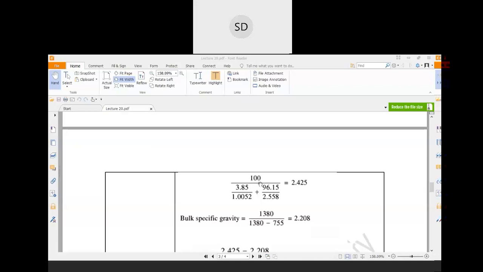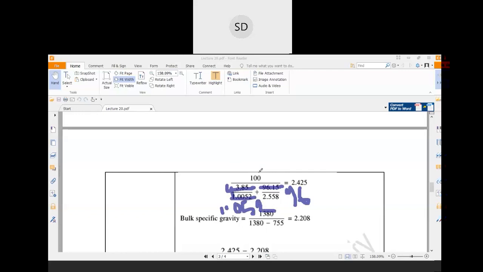So here also, the total weight of the aggregate plus bitumen is your 100. That is the total weight. Suppose that total weight is 100%, and in that 100%, it is not 3.85%, it would be 4% bitumen and 96% aggregate. The bitumen specific gravity is shown as 1.0052, but that value is also not correct. It would be 1.052 as given in the question.